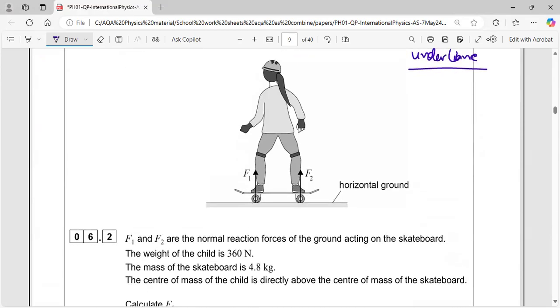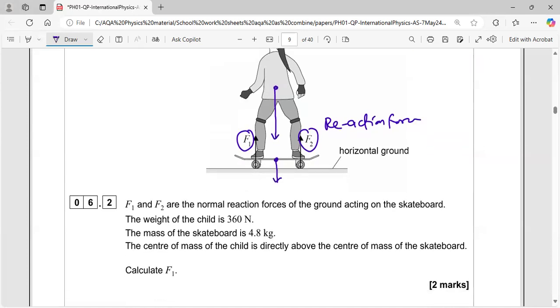As you can see, two forces, F1 and F2, are acting upward. These are the reaction forces. And of course, the weight of this person is acting downward, and the weight of the skateboard is acting downward as well. They're saying F1 and F2 are the normal reaction forces, the weight of the child is 360, and the mass of the skateboard is this. So this is the trick.